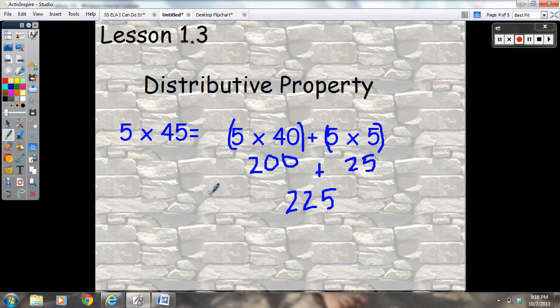Once again, the distributive property seems to be the one that children have the most difficulty with. Rewind this, watch it over again, ask me if you have any questions.